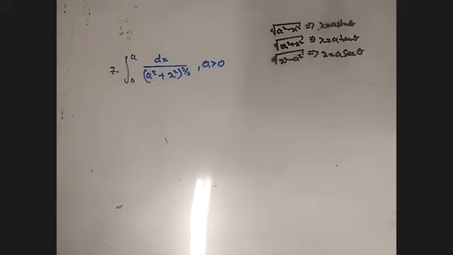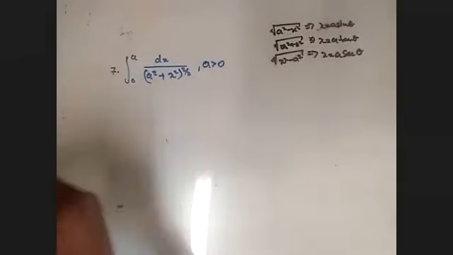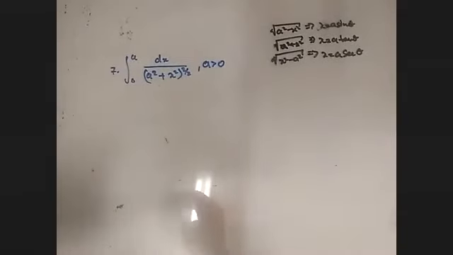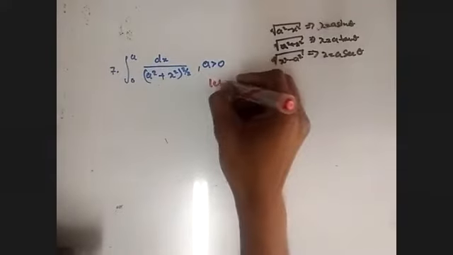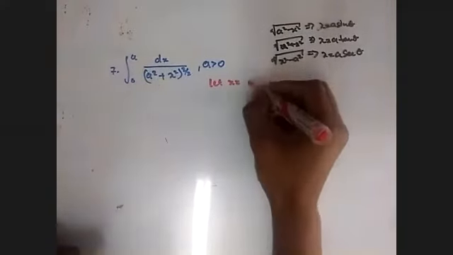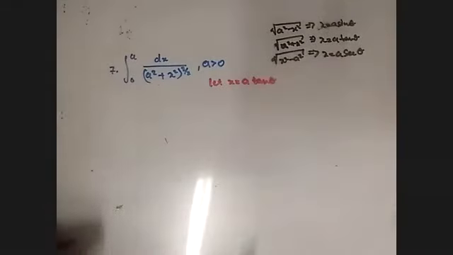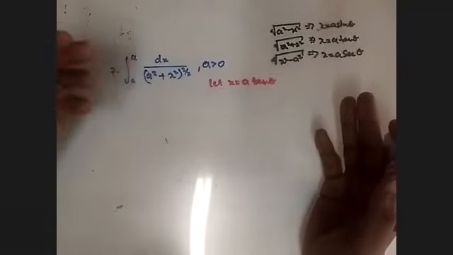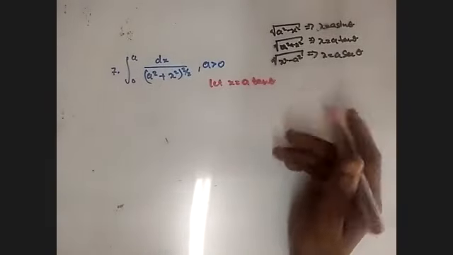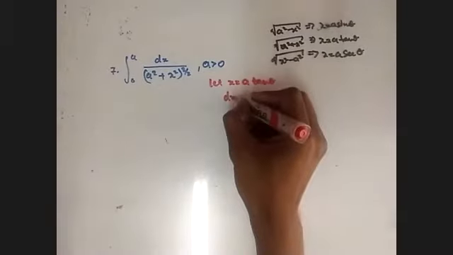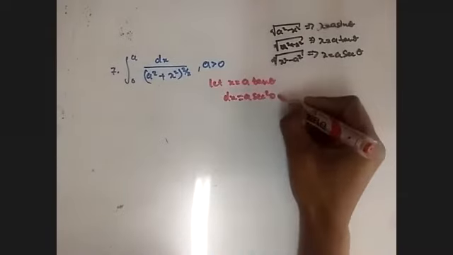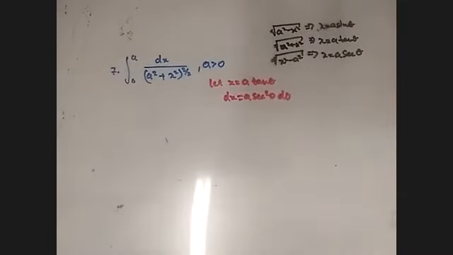Right. Now, let x be equal to a tan of theta. In this case, a is a. And then our dx is equal to a sec squared theta d theta.